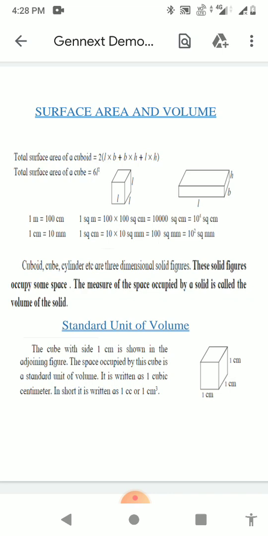In order to calculate the total surface area of the cube, we have the formula 6 into L square. Now always remember that instead of remembering formulas, it is better if we are able to derive that formula, or we must know how that formula is generated. So with the help of this cube, I will help you generate the formula of surface area of cube.